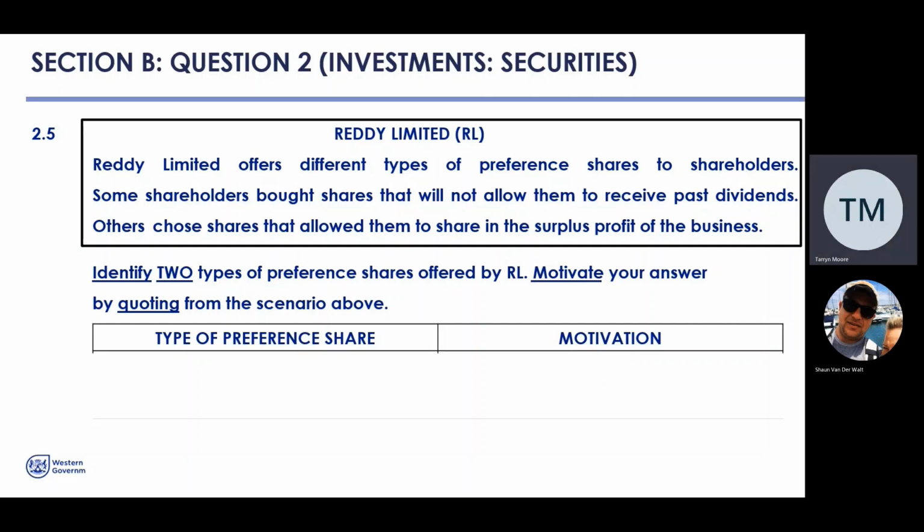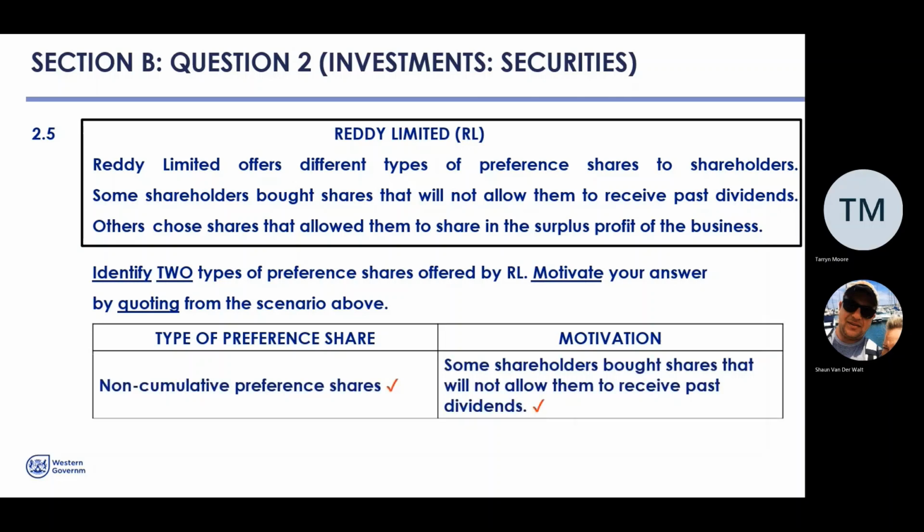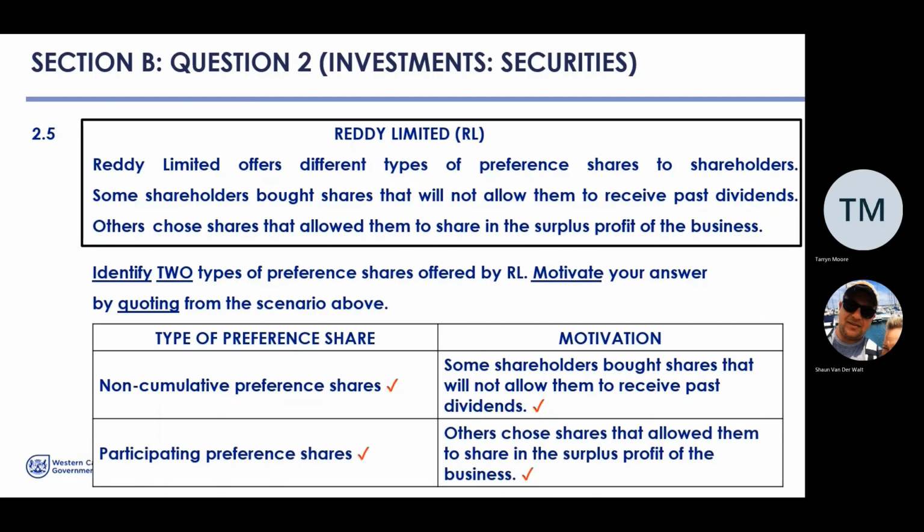Don't use your time in drawing the table. Simply do a T and have your type of preference share and the motivation on the right-hand side. Have your number one, have your number two. Why? Because you have to identify two types of preference shares. I'm giving you the time to think and read again from the scenario what the type of preference shares are.